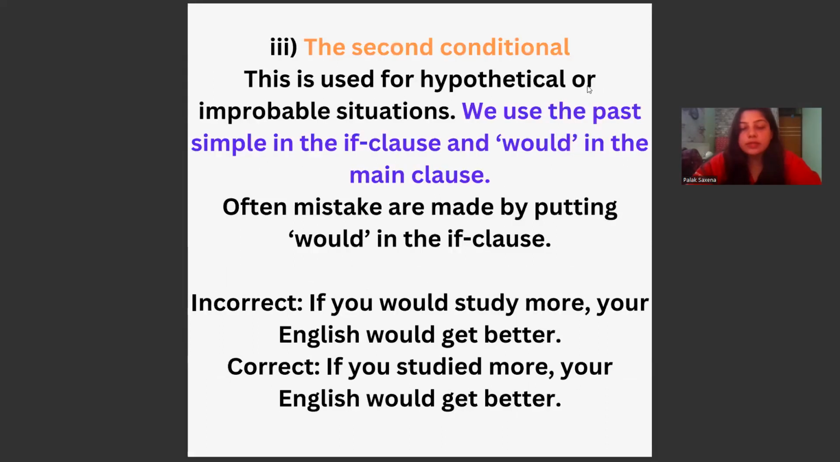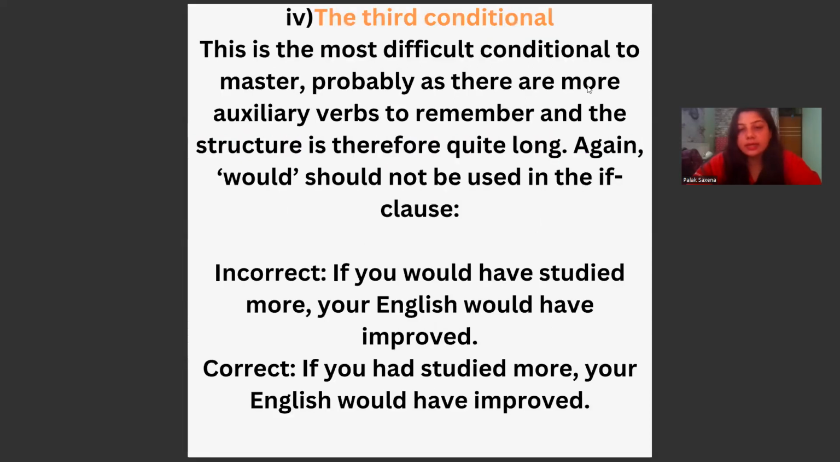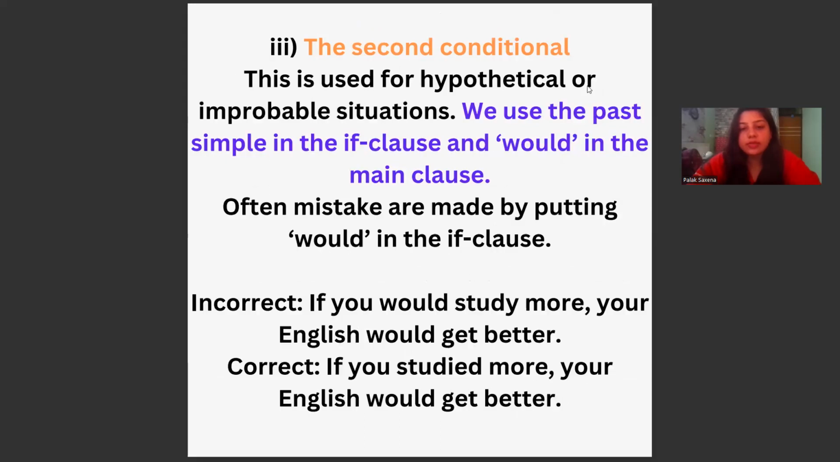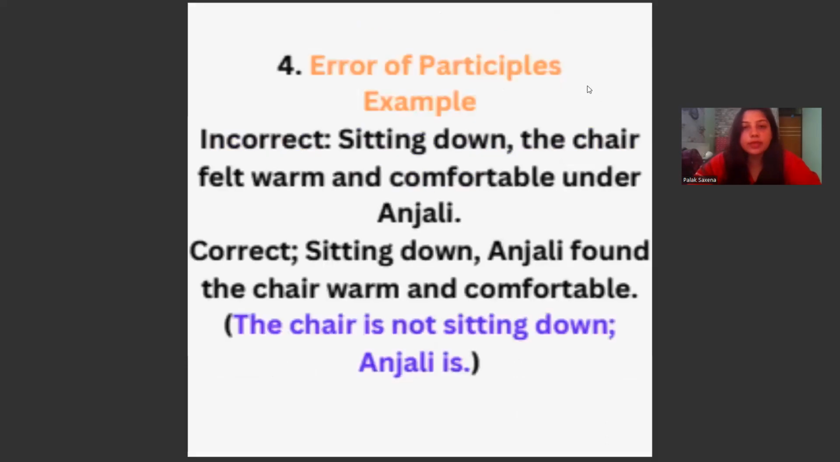If you see the first one, in the case of "if you would," you have only written "if you studied," which is simple past. But here it is written "if you had studied." That means it is past perfect. So the changes are not much. When you're using simple past, you will only use simple future. If you're using past perfect, then you will use future perfect. Would have is future perfect.